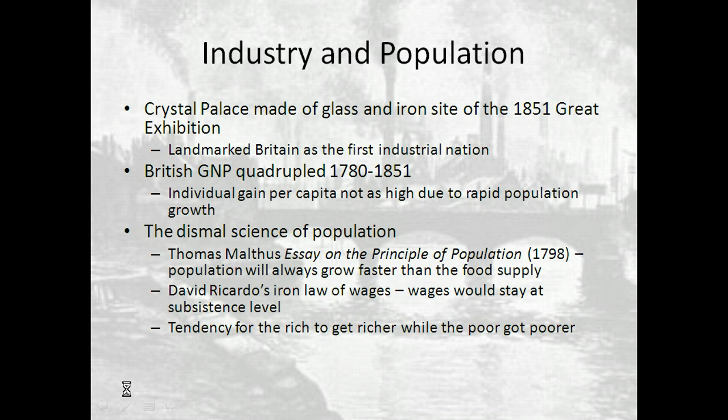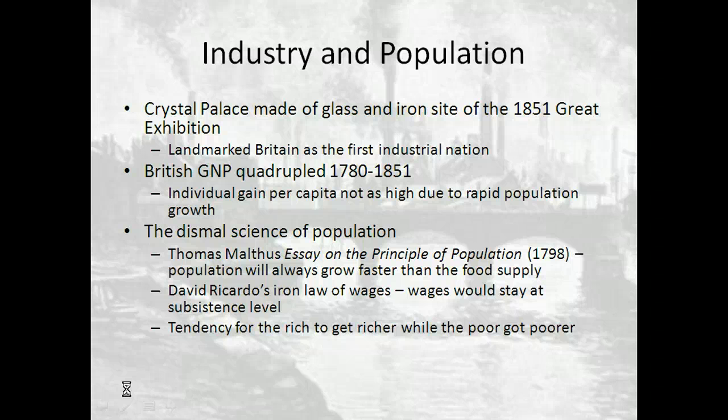Okay, industry and population. Okay, this is really cool. By 1851, they had this great exhibition in Great Britain to show off basically to the rest of continental Europe how awesome they were. And they made this Crystal Palace out of just glass and iron. It sort of landmarked Britain as the very first industrial nation, and the British gross national product, GNP, quadrupled in less than 100 years.